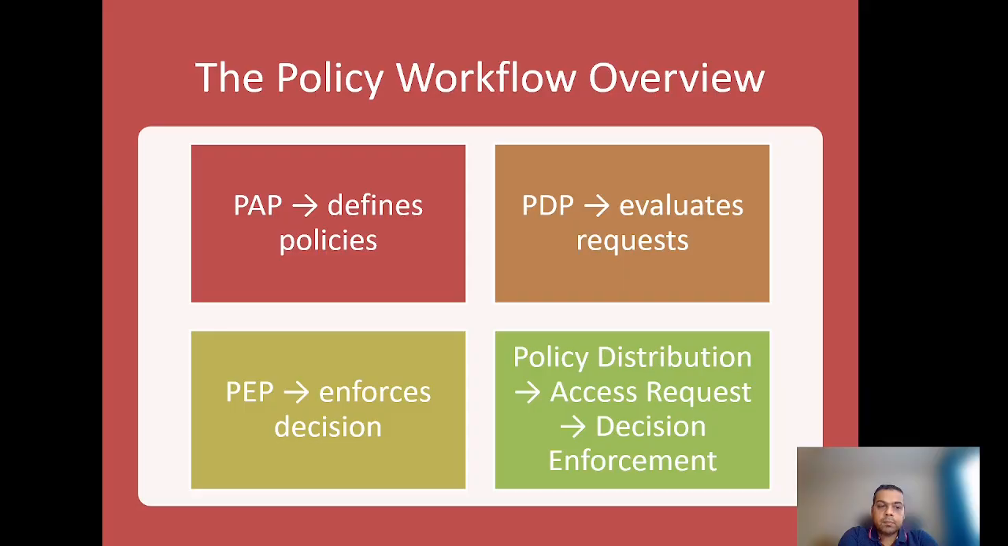So basically, now we will discuss how everything fits together. Every access decision, particularly in zero trust, involves three key components. First one is the PAP, the policy administration point, where rules are defined. The policy decision point, or PDP, which evaluates all the rules. And the third one is PEP, policy enforcement point, which actually enforces the decision made by the PDP.